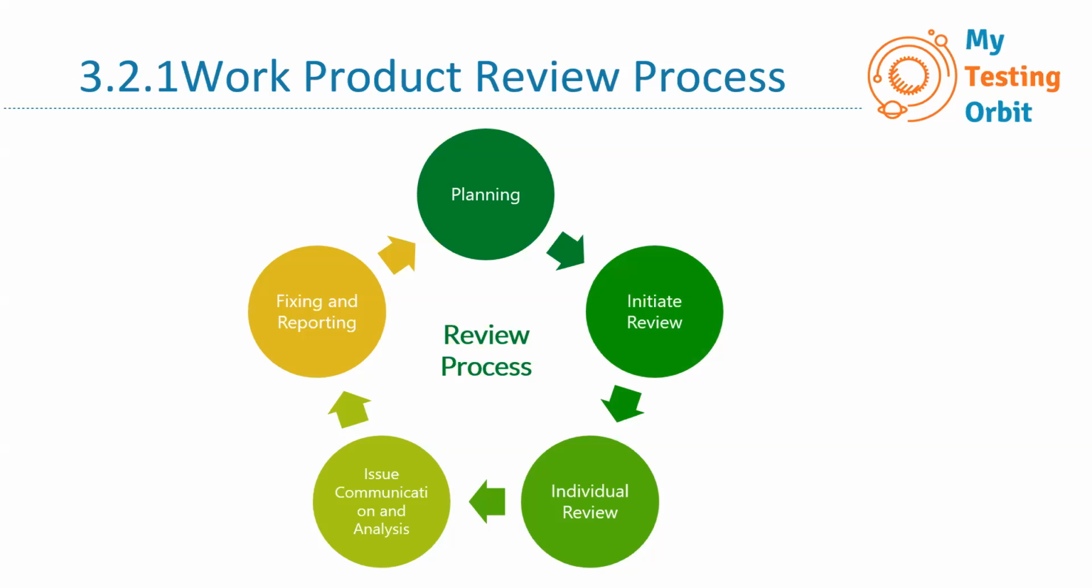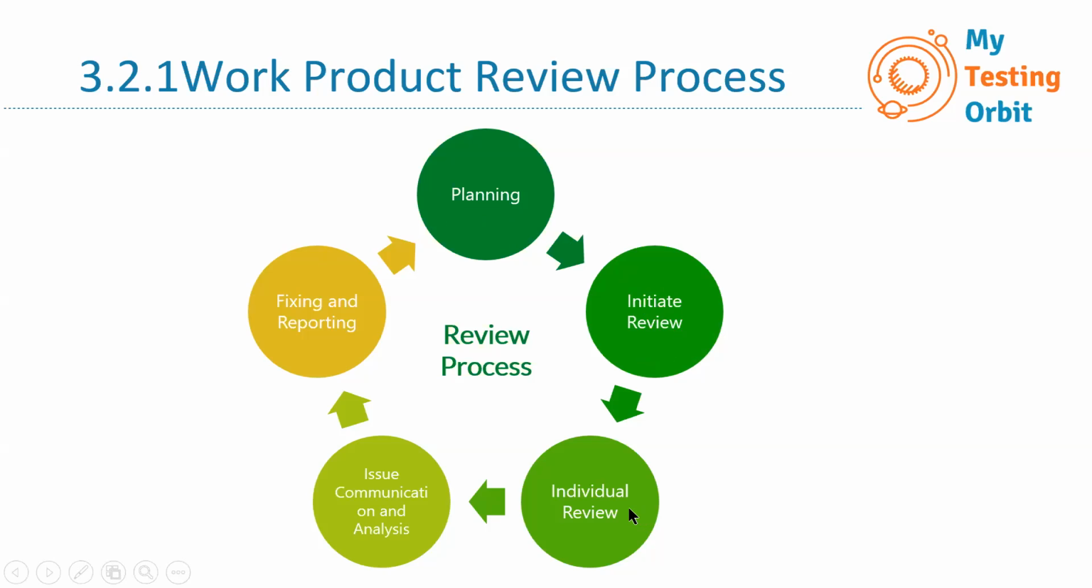Then the next section is work product review process. Now we need to go through whatever kind of review we are doing, what is the review process, and it has this set of activities in a specific order. Over here: planning, initiate review. So of course, first of all, planning is done, that is, when the review would take place, then initiate review. So the review process starts over here.